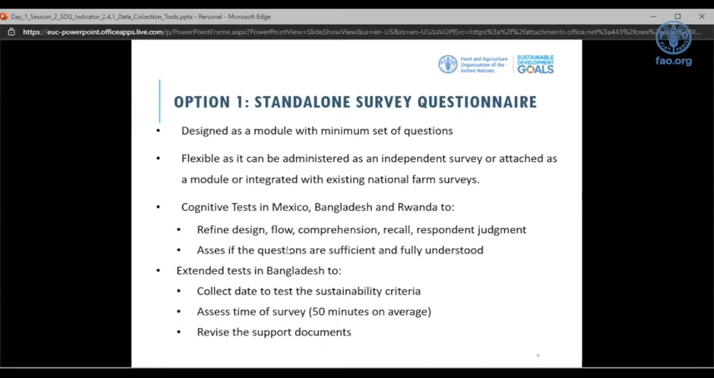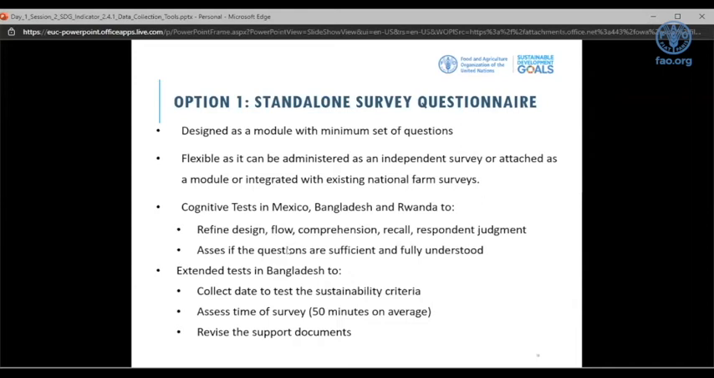Cognitive tests of the questionnaires were carried out in Mexico, Bangladesh, and Rwanda. The basic purpose of conducting these cognitive tests was to refine the survey questionnaire from design flow, comprehension, recall, and respondent judgment perspective. Secondly, to assess if the questions asked within the farm survey module are sufficient and fully understood by a limited number of heterogeneous respondents.